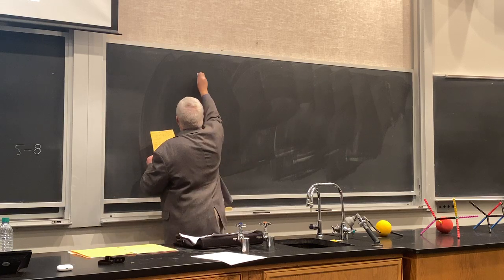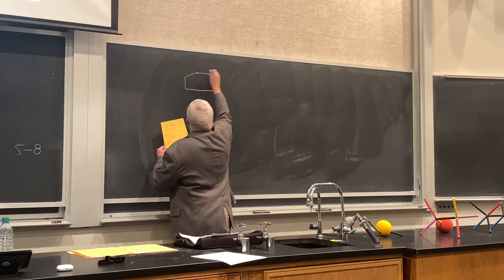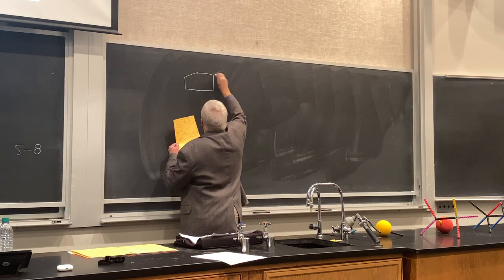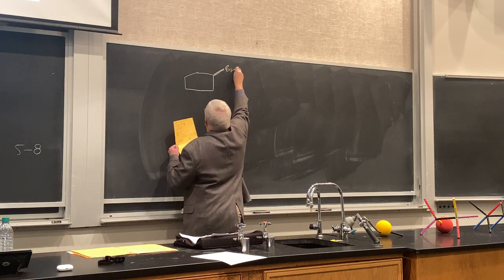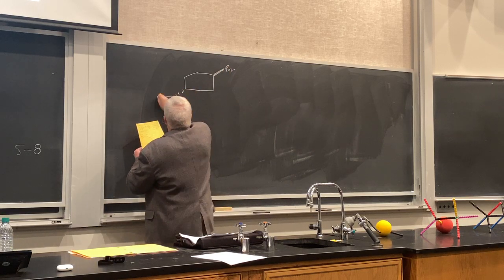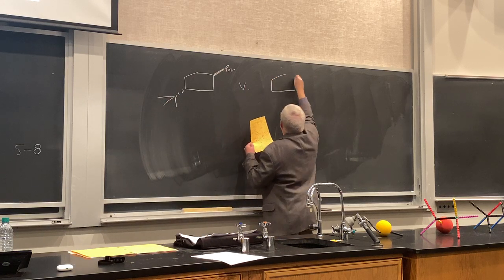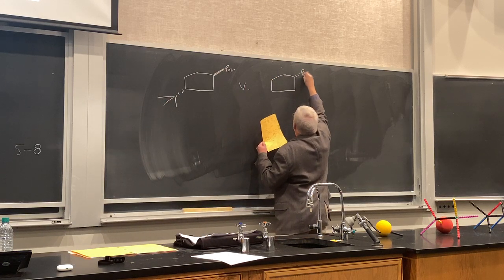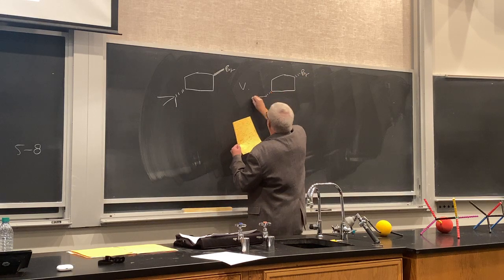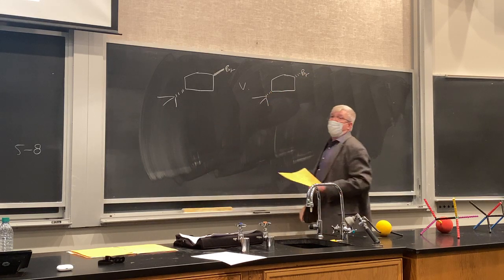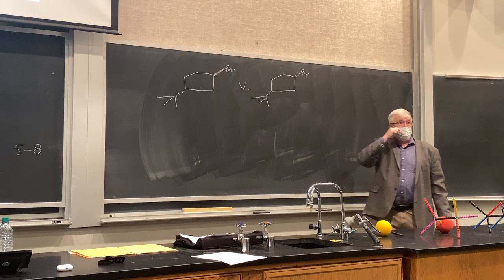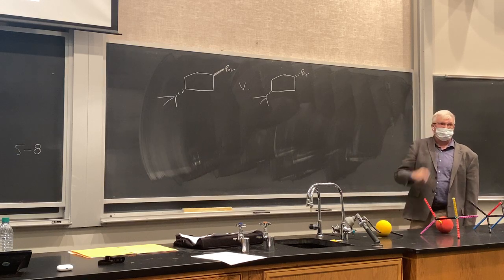So let's see. How about trans-bromo-tert-butylcyclohexane versus cis? These are cis-trans isomers of each other. They're both achiral because of the mirror plane. You don't have to worry about stereocenters.